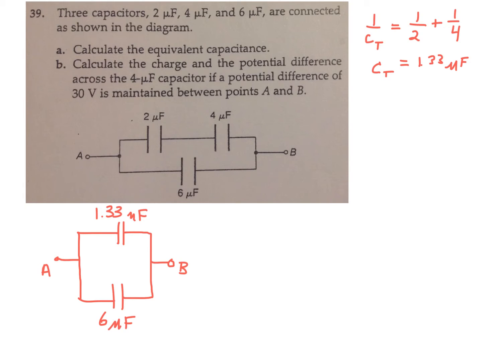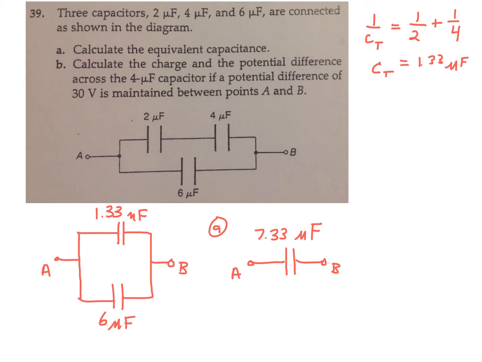Now we have two capacitors in parallel. That's the easy computation. If you just add those two up, just arithmetically, 6 plus 1 is 7. So then the final answer looks like this. The final answer always looks like this, one single capacitor. Alright, so that's the answer to part A.